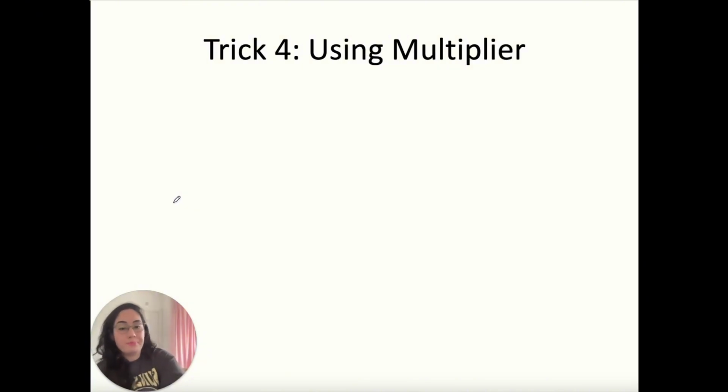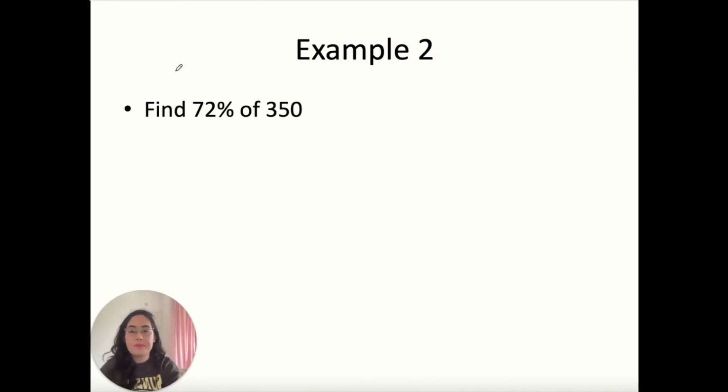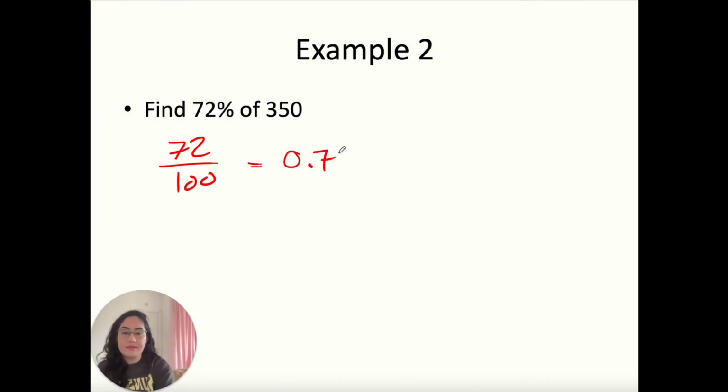Now, there's another trick to percentages, and that would be using a multiplier. A multiplier is basically where we convert the percentage into a decimal and then multiply the number by that decimal to find the answer. So what we would do is 72% is the same as 72 over 100. Convert it into a fraction first, and then from a fraction we convert it into a decimal. 72 divided by 100 is 0.72. To find 72% of 350, we convert it into a decimal and multiply the decimal by that number. So 0.72 times 350 will give you the answer, which is equal to 252.